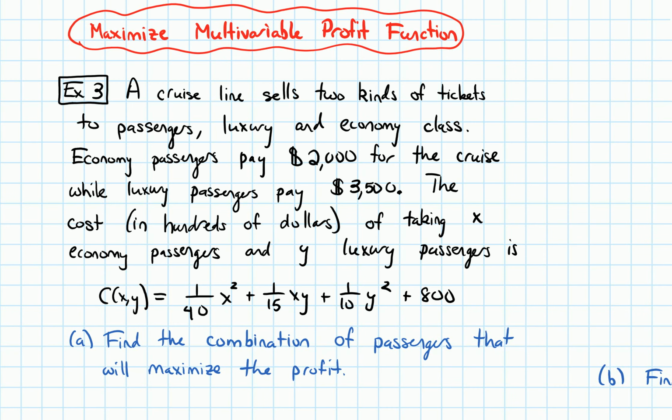In this video, we will do an example where we maximize a multivariable profit function. So here's the example. A cruise line sells two kinds of tickets to passengers, luxury and economy class. Economy passengers pay $2,000 for the cruise, while luxury passengers pay $3,500. The cost, in hundreds of dollars, of taking X economy passengers and Y luxury passengers is given by this formula, C of X comma Y. Part A asks, find the combination of passengers that will maximize the profit.